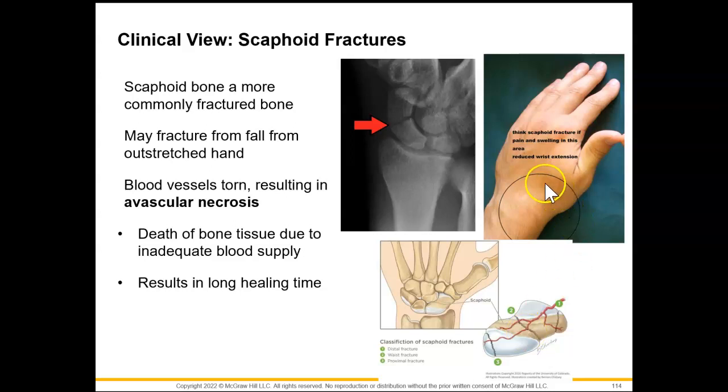And here we can see our scaphoid region where that fracture can develop, resulting in pain and swelling and reduced wrist extension.